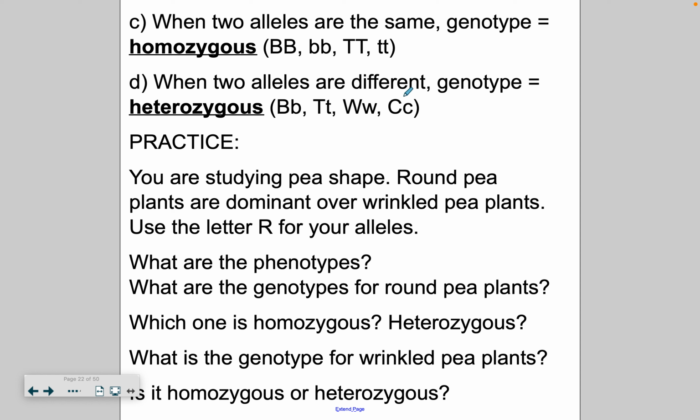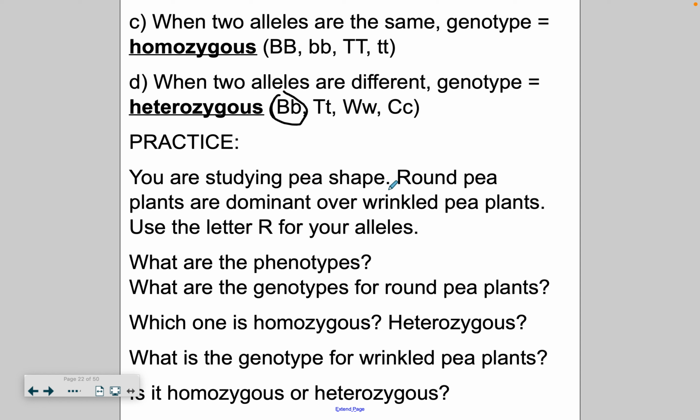When two alleles are different, then the genotype is called heterozygous. Okay, so you have one of each, a big B and a little b. So they just might say, someone is heterozygous for brown eyes. Okay, what's that going to look like? Well, because they say heterozygous, it's going to be big B, little b, or whatever letter they're going to use to determine brown eyes. So let's practice using these terms here.